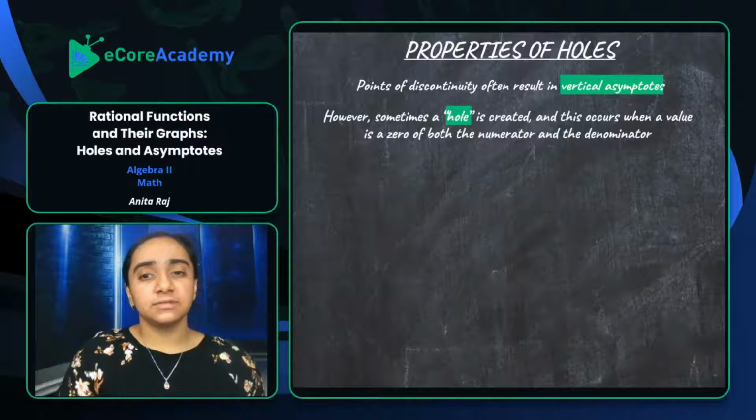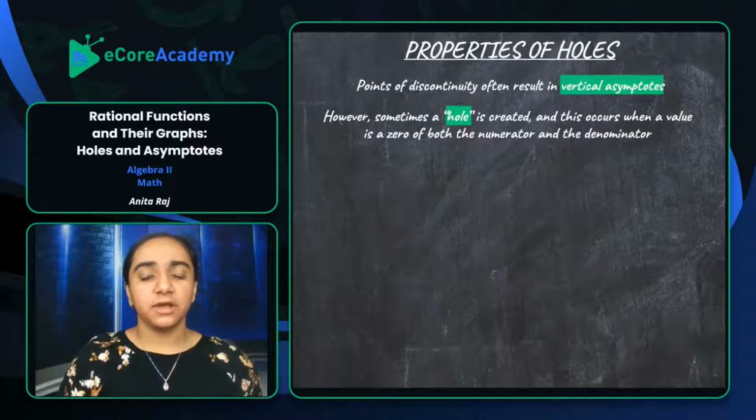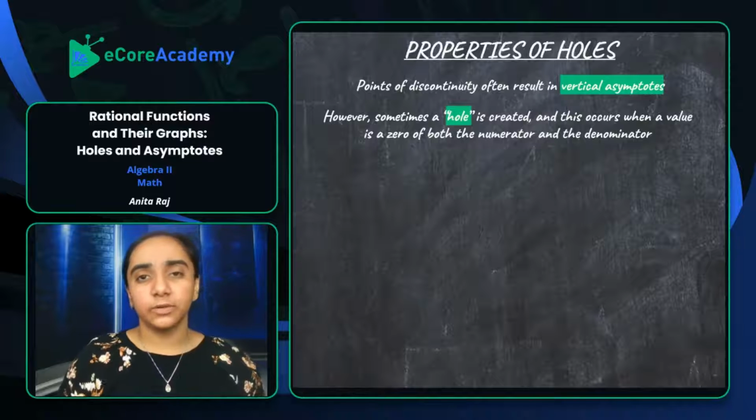But however, sometimes there's going to be a hole that's created by the rational function. And when we think about when a hole occurs, well, a hole occurs when a value is a 0 of both the numerator and the denominator. As we talked about before, usually the numerator we call p of x, and the denominator we call q of x.